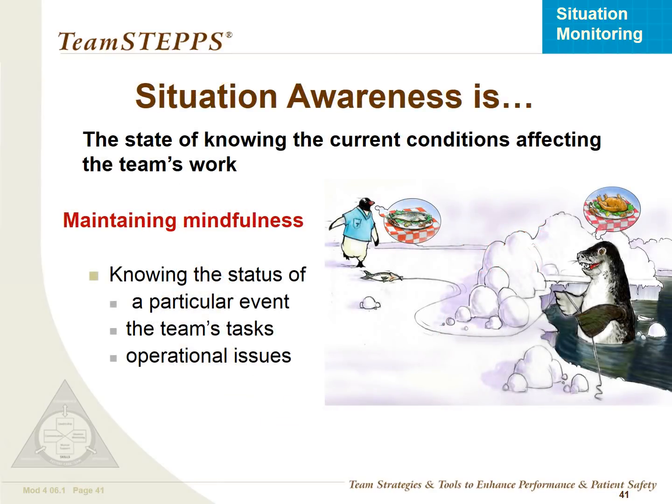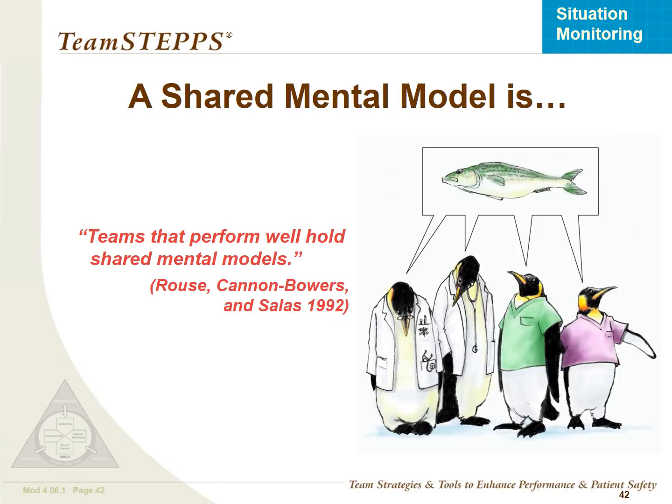So, situation awareness is the state of knowing the current conditions affecting the team's work and maintaining the mindfulness of what others are doing. Knowing the status of a particular event or what the team's tasks are and who's doing them, and just knowing operational issues can help you become more situation aware. The shared mental model is just what it sounds like. Everybody has the same idea, and teams that perform well hold shared mental models.